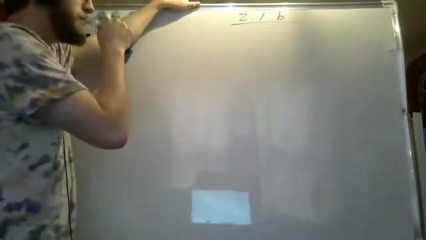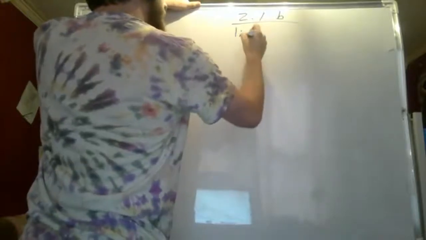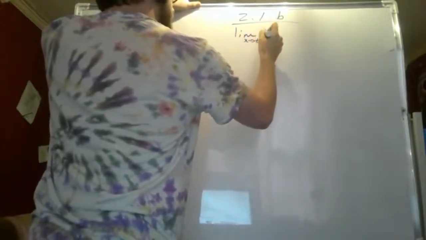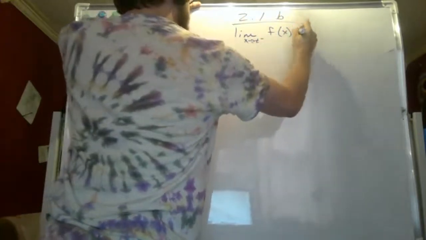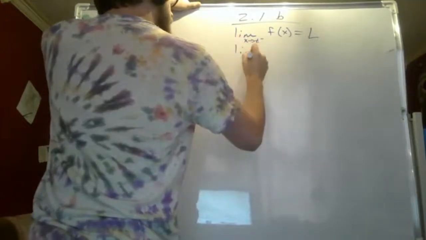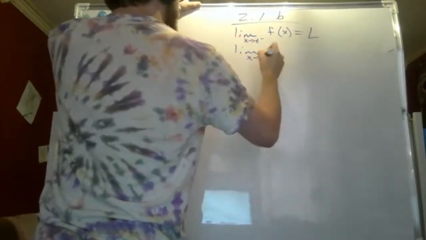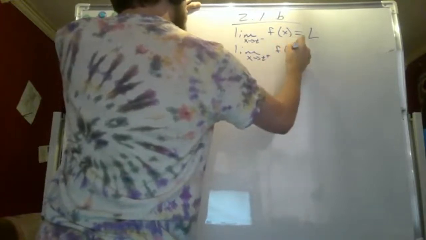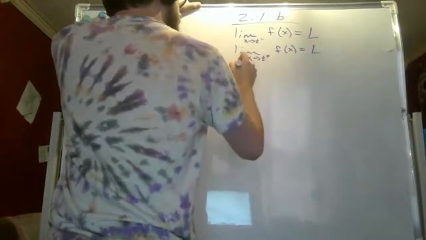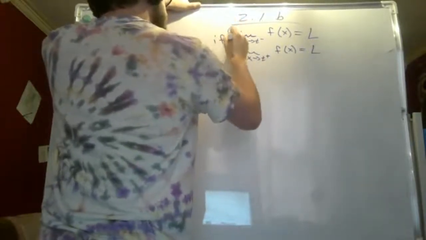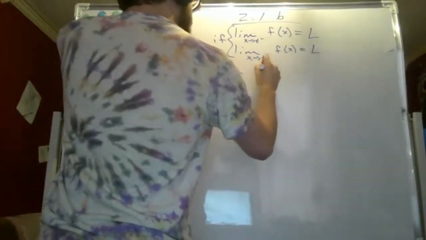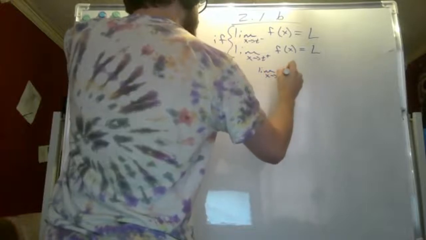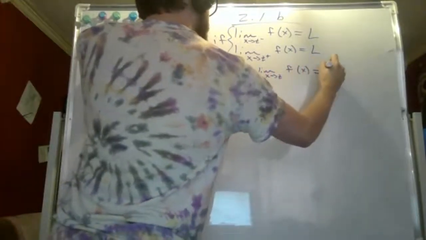Just as a refresher, we were talking about 2.1b last time, and we were discussing how we have these left-hand limits, so x can approach t from the left for some f of x function, and if that's equal to L, and then if we're looking at the right-hand limit, as we approach t from the right, if that also equals L, if we have this, then the limit as x goes to t for f of x is also equal to L.